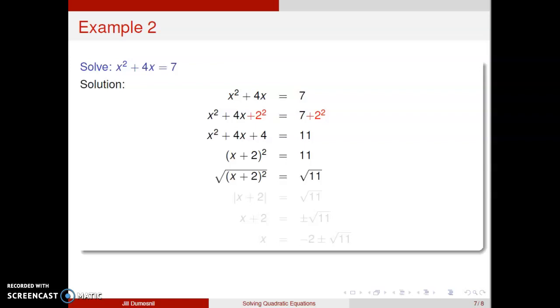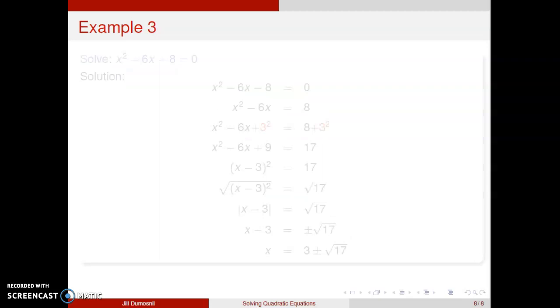Then we take the principal square root of both sides. The square root of a perfect square yields an absolute value. Removing the absolute value introduces plus or minus. And finally, adding -2 to both sides yields x equals -2 plus or minus the square root of 11 as the solution to the equation.